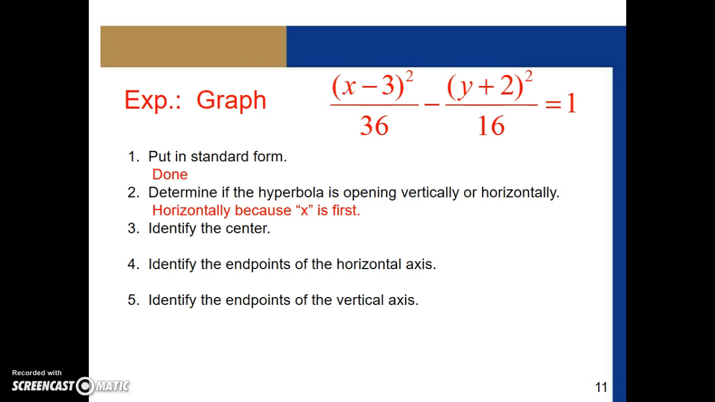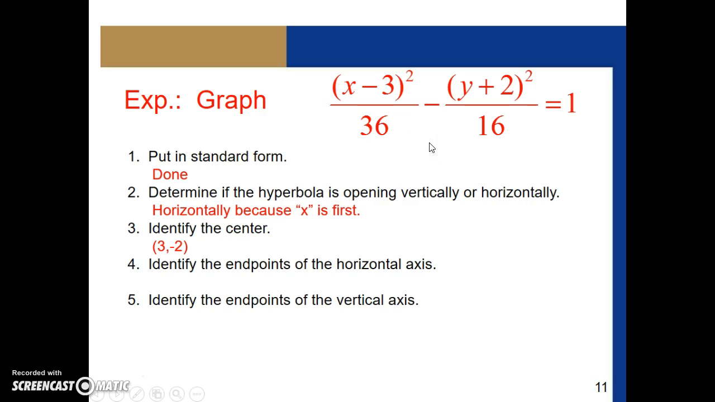Now we need to identify the center point. Well, here is h. h is 3. Here is k. k is -2. So the center point is (3, -2). Now we need to identify the endpoints of the horizontal axis, the transverse axis, and that has everything to do with the value of a. Here we can see a squared is 36, therefore a is 6.